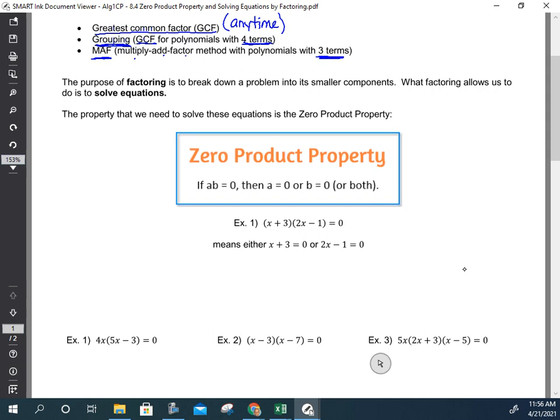So this rule is called the zero product property. Let's think back to elementary school. If you multiply anything times 0, what do you get? 0. Anything times 0 is 0. Point blank, period.